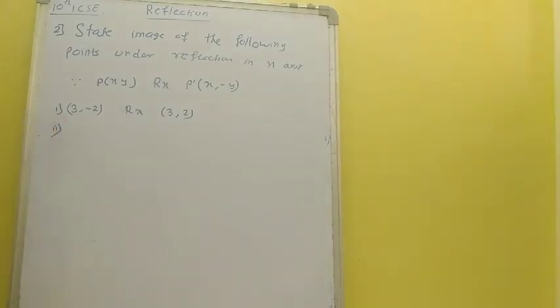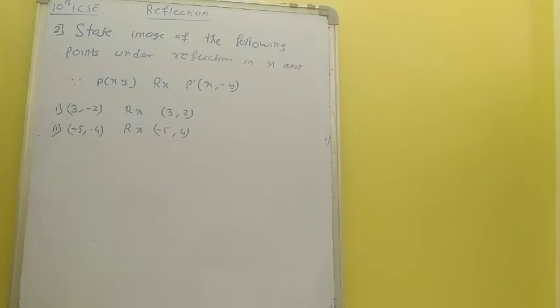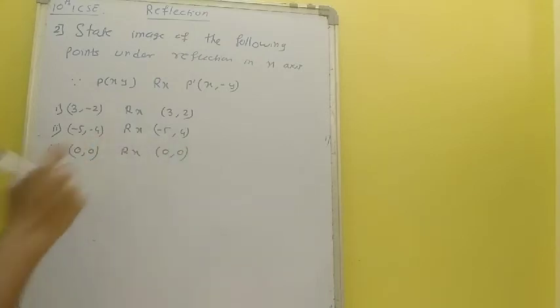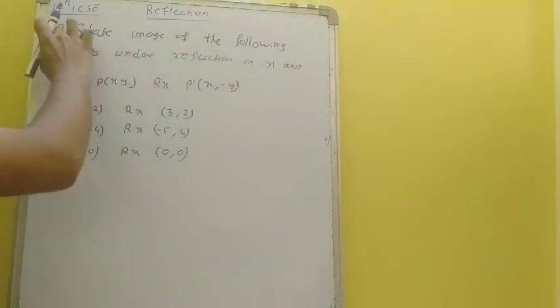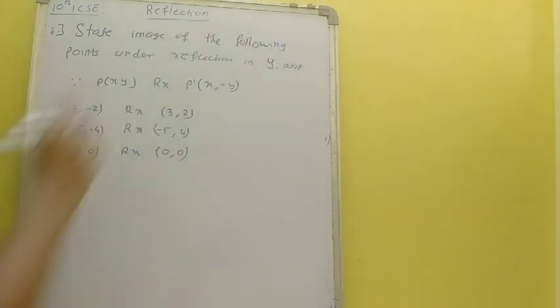Okay. The second one we have minus 5, minus 4. Its reflection in x-axis, minus 5 is as it is, minus 4 will become plus 4. Okay. For the third one, we have 0, 0. Its reflection in x-axis will not change any value because sign of 0 does not change. Okay. So this was the third question. Okay, please copy it down. Now, in the fourth question, state the image of the following points under the reflection of y-axis.